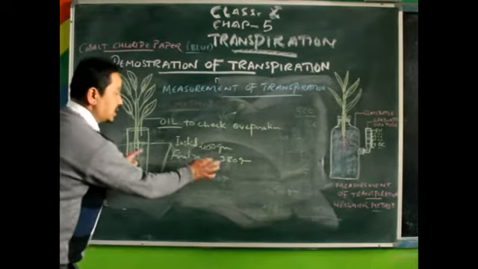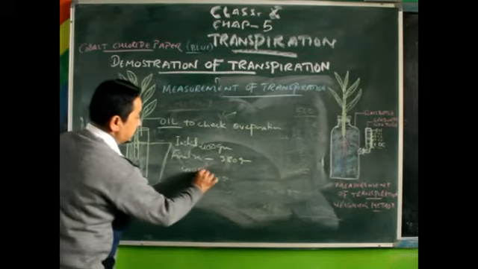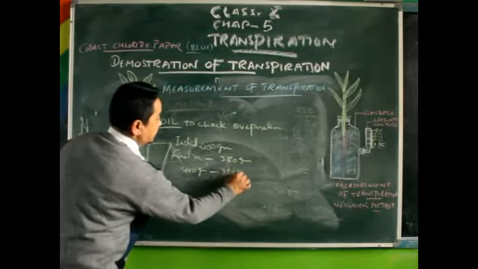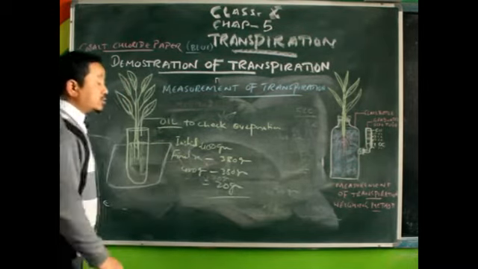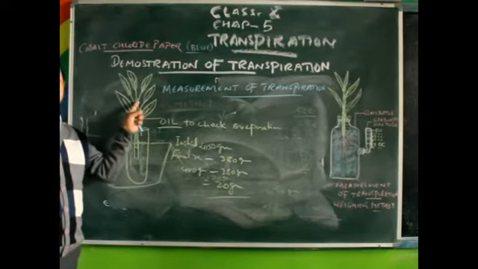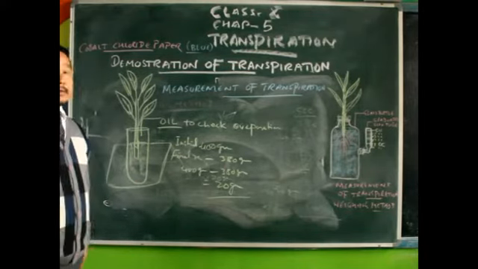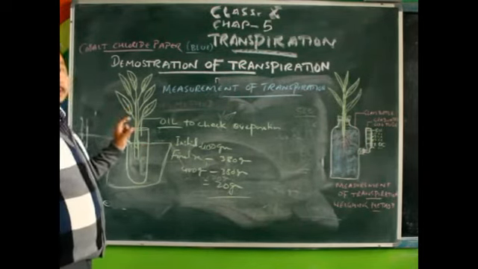Now, how much water is lost, you can make out by subtracting. For 400 grams, you subtract 380 grams. What is the difference? 20 grams. So this 20 grams is the loss of water taking place from here. That way we can measure the weight of the water lost by the process called transpiration.